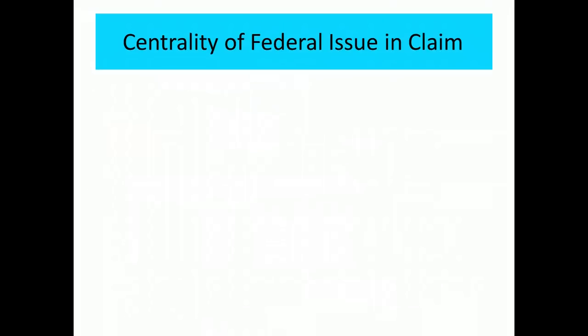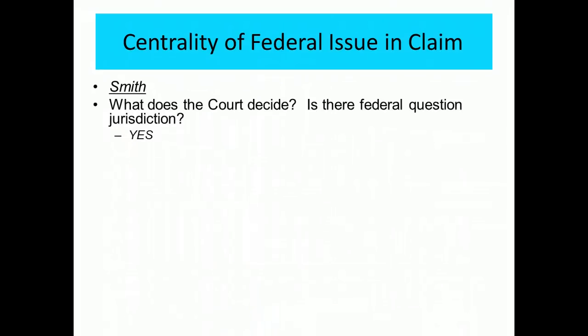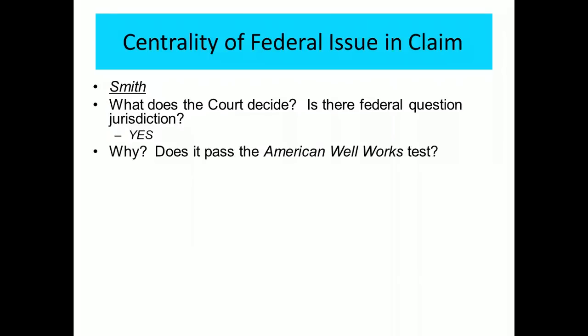And so for this one, the court says, well, this one you do have federal question jurisdiction. And the tricky part is, why? Because it doesn't pass the American Well Works test. American Well Works says look to the cause of action. Is it a state-created cause of action? Then you can't come in under 1331 jurisdiction. If it's a federal cause of action, then you can. If you look to the cause of action, it's created by Missouri law, so that fails American Well Works.